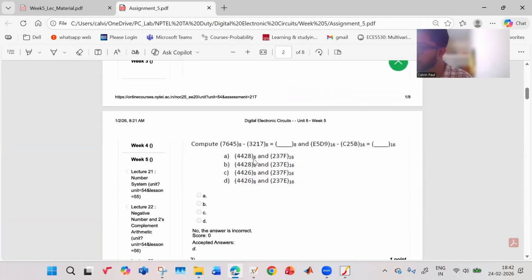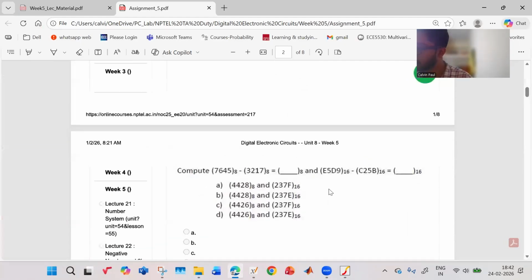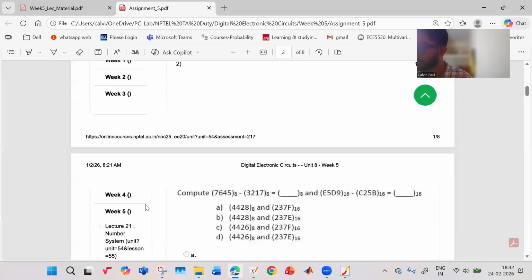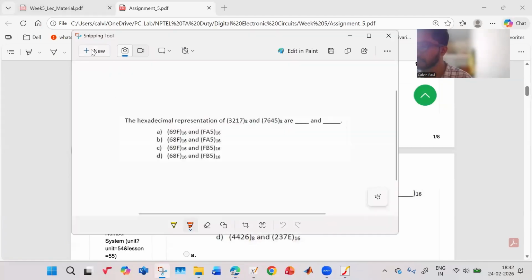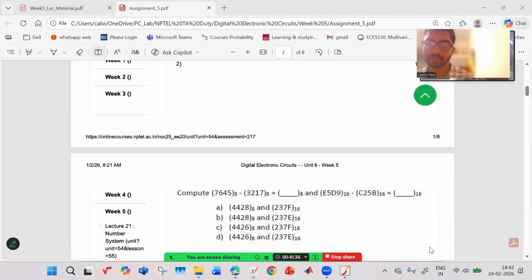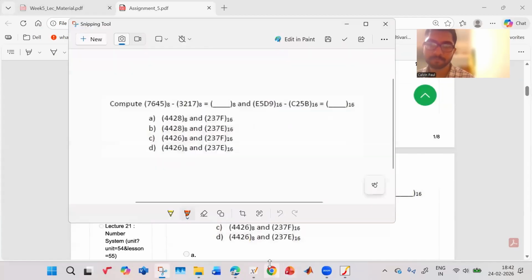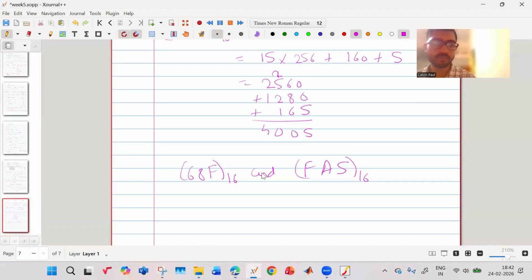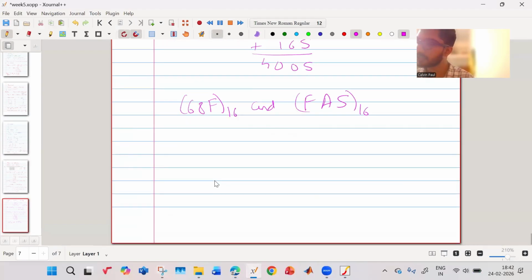Now, let us go for the next part. We have to find a subtraction. Okay, it's a subtraction sum. So this is the question.